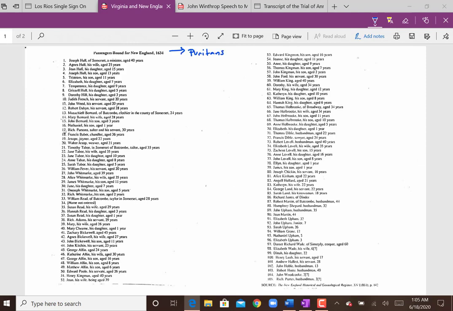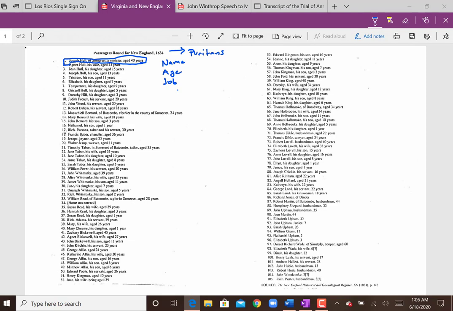The way this is set up is a little bit different, and the reason for that is based on the structure of what their society is going to be. The very first person listed on here is Joseph Hull, and what you should hopefully have noticed is that we get a couple different things. We get the name and age, which are the same as passengers bound for Virginia. But then you also get their job or profession title and family connection.